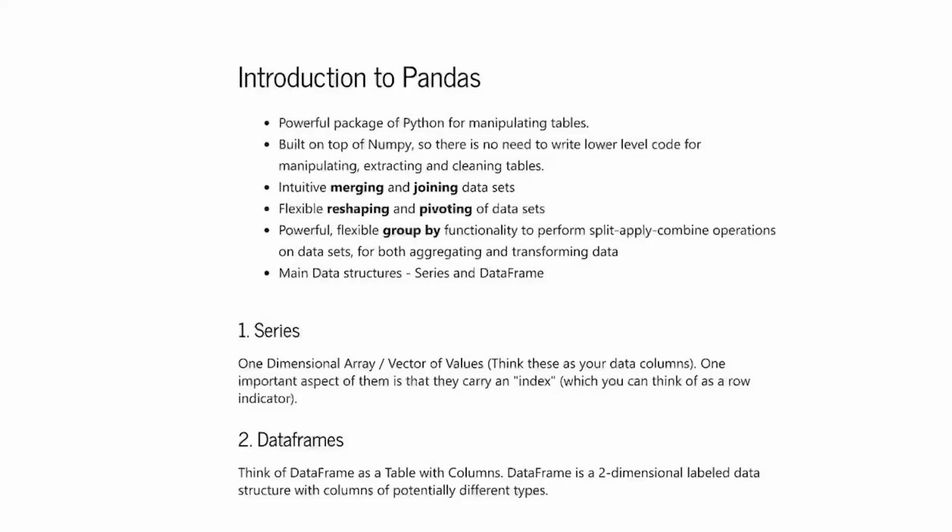So in Pandas, there are two main data structures, a series and a data frame. A series is just a one-dimensional array with indexes, which is our row indicator. And a data frame is like a table with columns. You can think of a data frame as like an Excel sheet. And it can contain columns with different data types like strings and integers, unlike NumPy.